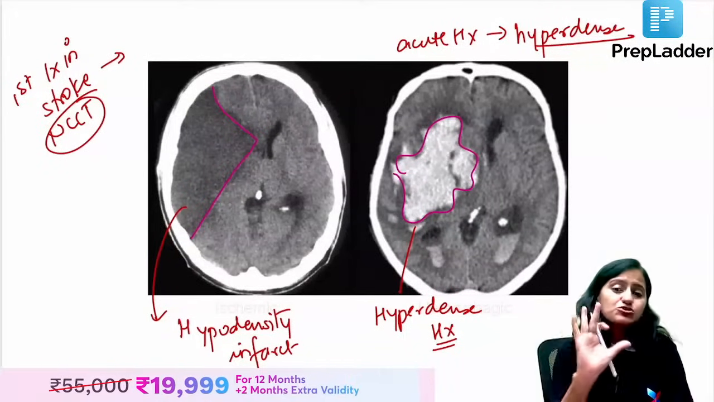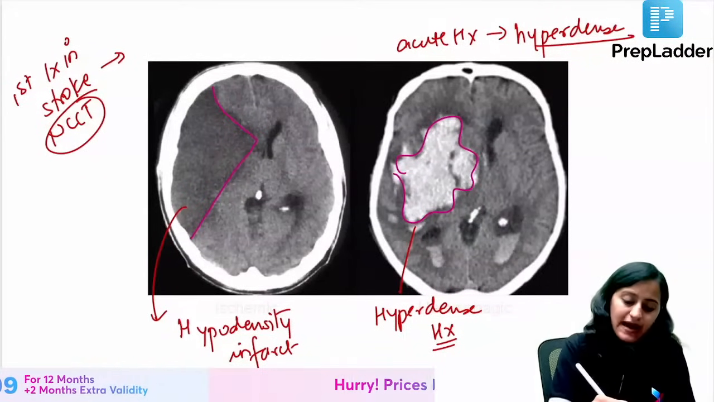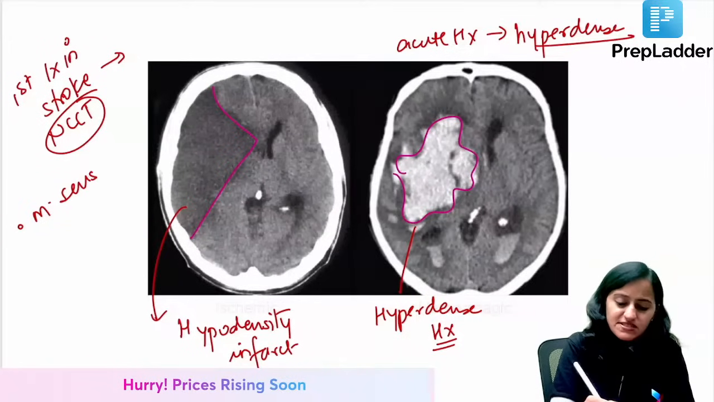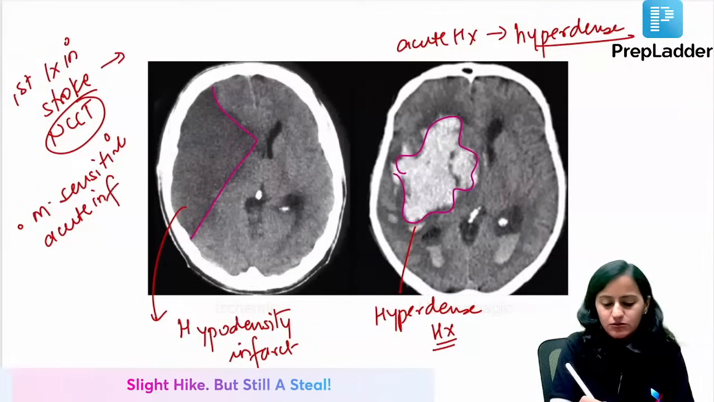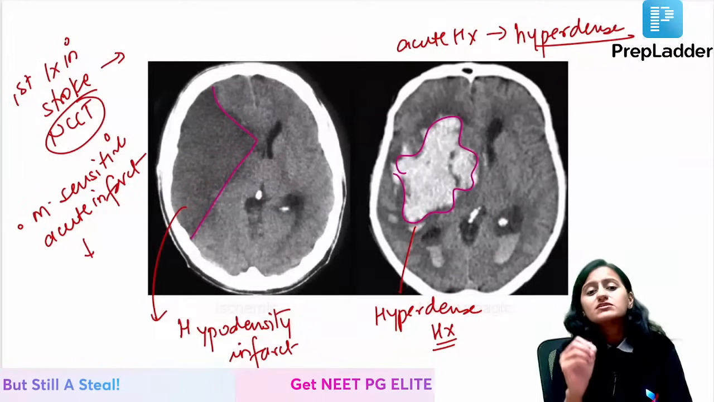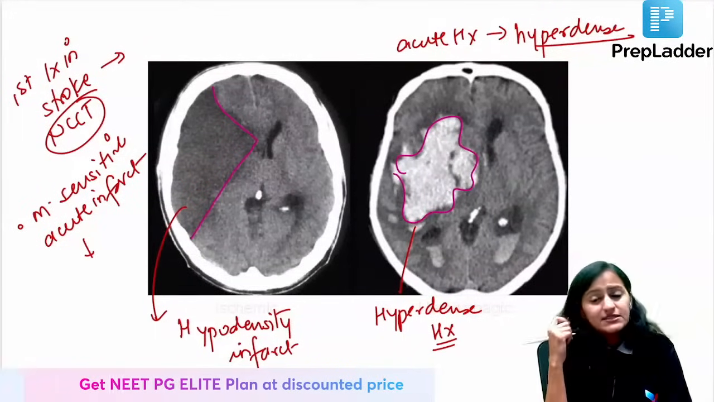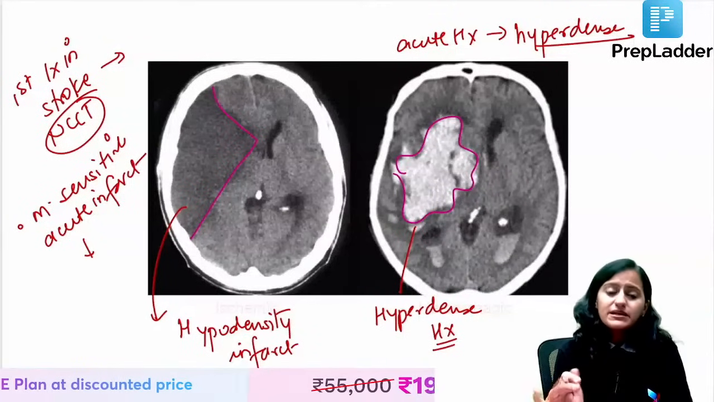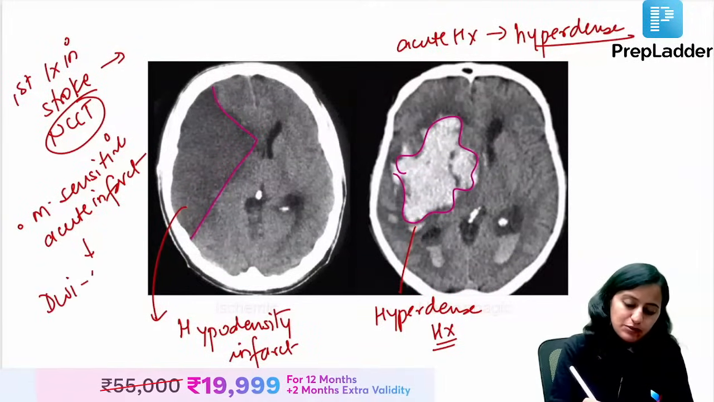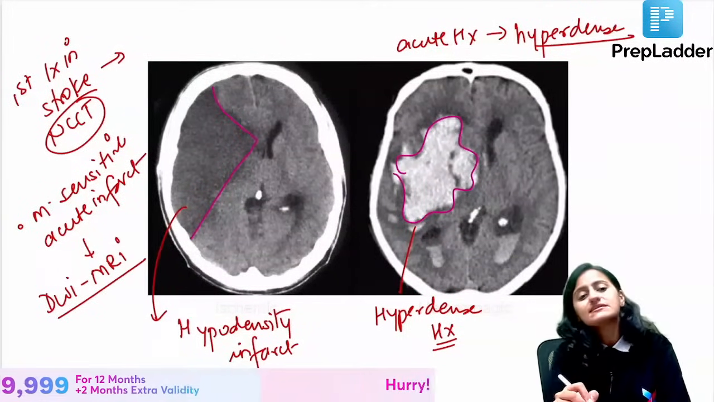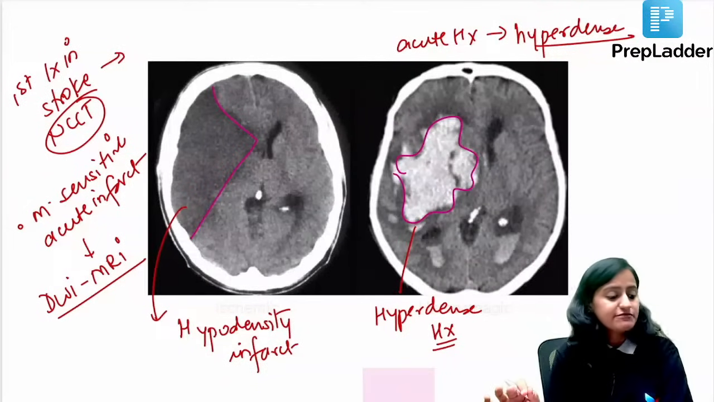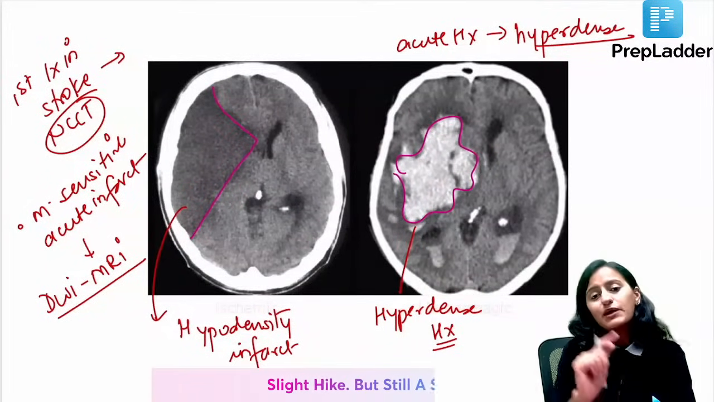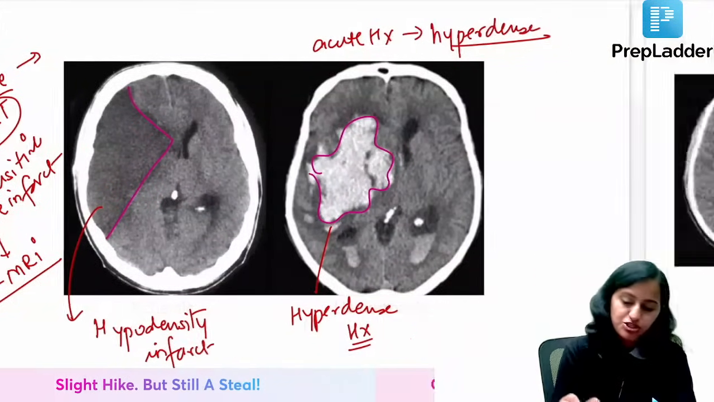Because if there is hemorrhage, we cannot do thrombolysis. And if the question is, what is the most sensitive for acute infarct? Read the question carefully. Remember, CT can be normal in early infarct. It is DWI MRI which is the most sensitive for acute infarct. Diffusion weighted imaging is most sensitive for acute infarct. Okay, DWI for infarct, SWI for hemorrhage.